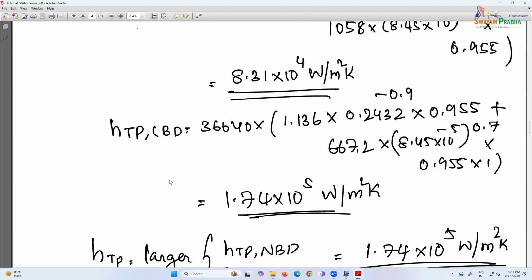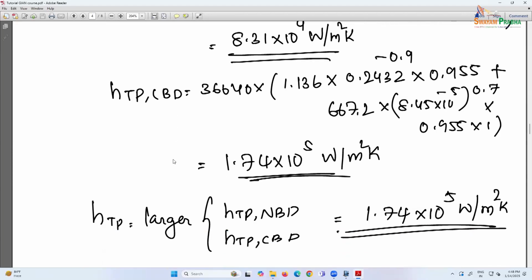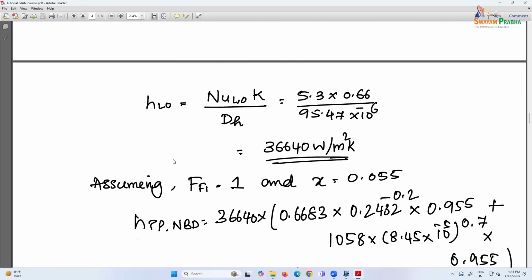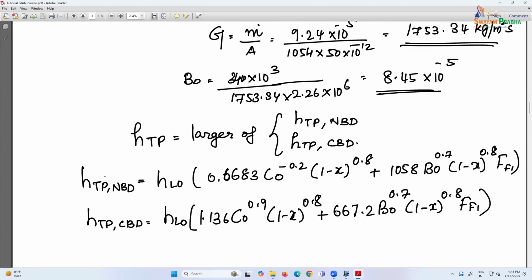We can straight away do that, but you can always calculate both and check whether this is making sense, because if Reynolds number is very large, automatically it should be governed by convective boiling. But generally, if you look at these correlations, they have functions of both convection number and boiling number in both these, both nucleate boiling and convective boiling.